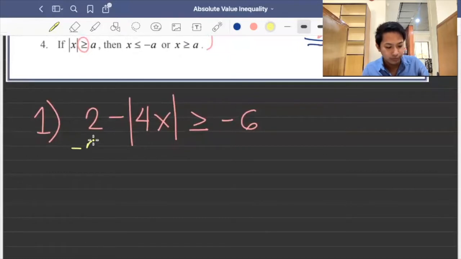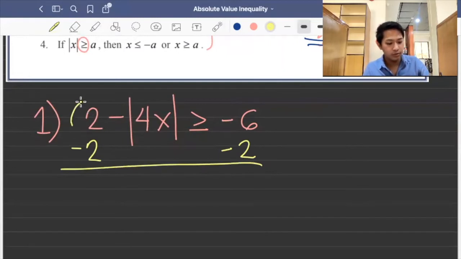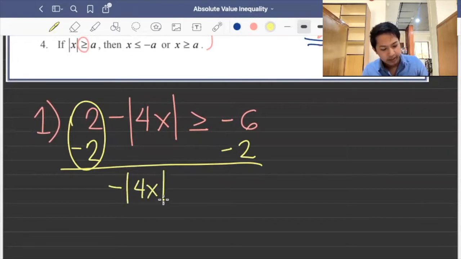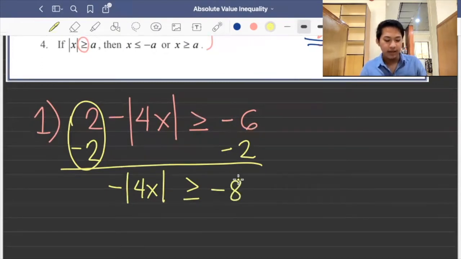Minus 2. And 2 minus 2 becomes 0, and we just copy this negative. So we have negative times the absolute value of 4x is greater than or equal to negative 6 minus 2, that is negative 8. We want the absolute value of 4x on the left; we don't want this negative here. So what are we going to do? We are going to divide, or multiply, by negative 1 on both sides.